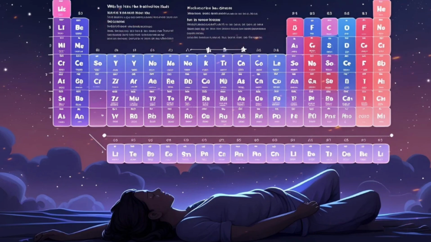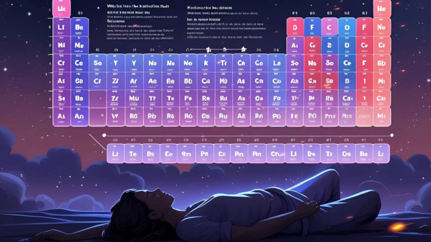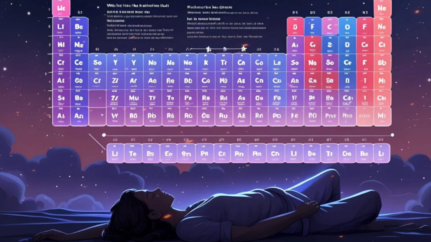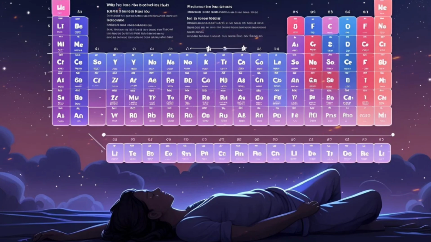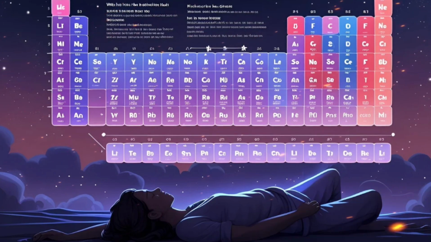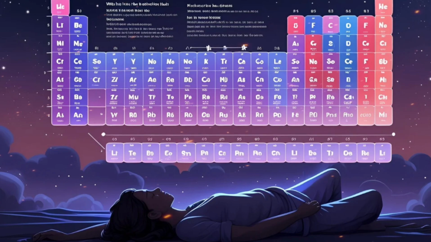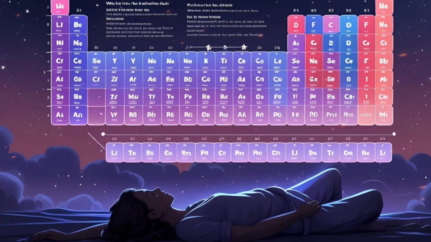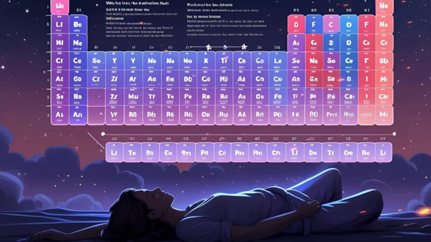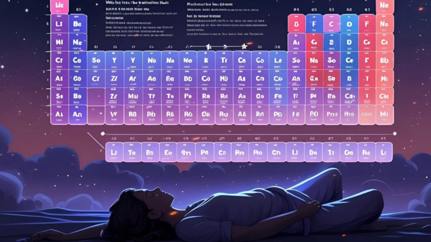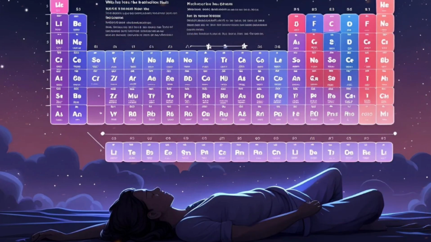Because they have only one electron in their outer shell, these elements are eager to lose it, becoming positively charged ions with a full inner shell underneath. This eagerness to give up an electron is what makes alkali metals highly reactive, especially with water. Their reactivity increases as you move down the group. Lithium, the lightest, reacts steadily. Sodium, which is more familiar in everyday life as part of table salt, reacts more quickly.